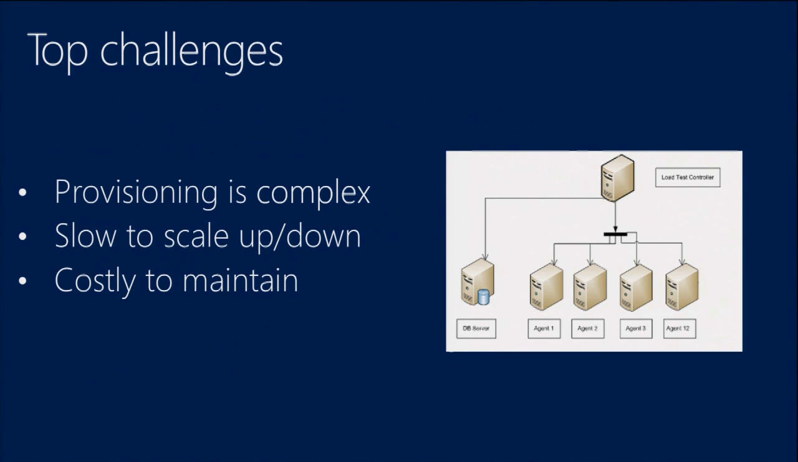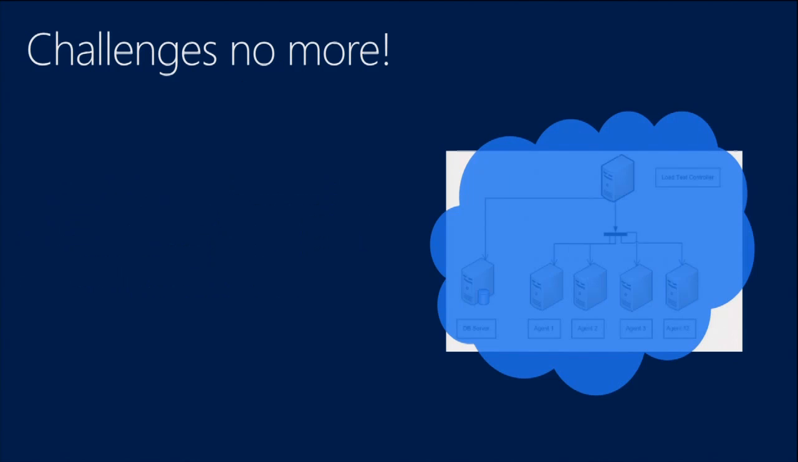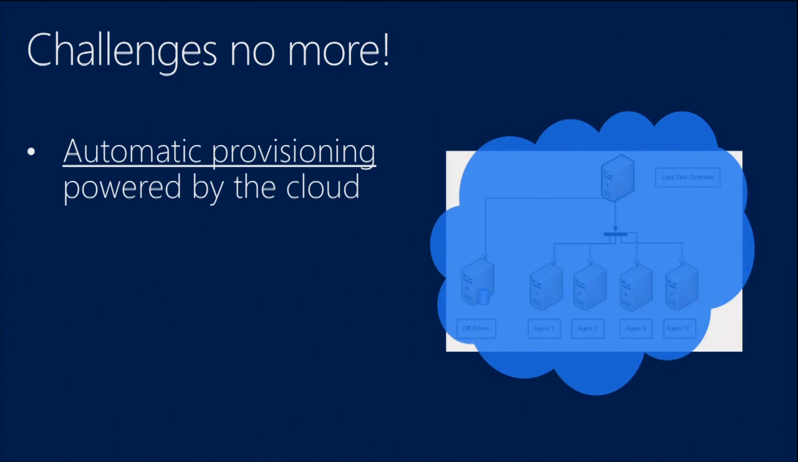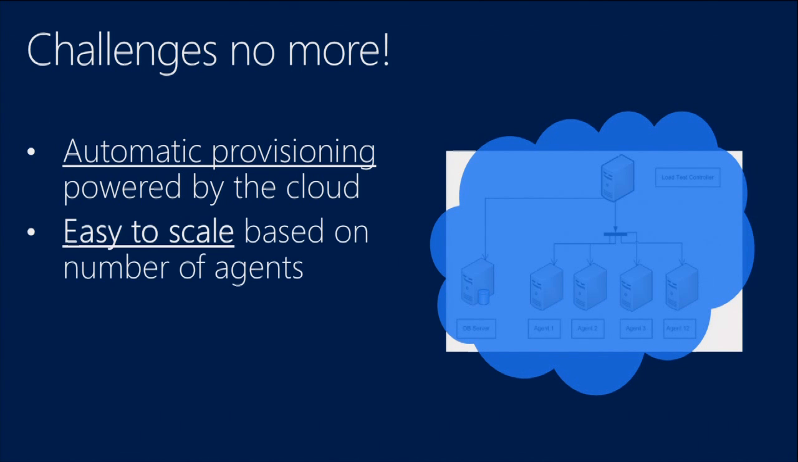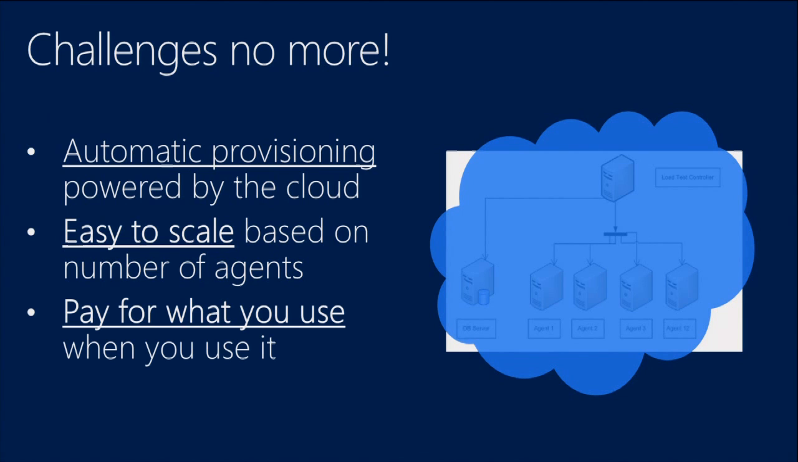So to conclude, the intent of building the service was really to solve these 3 challenges that we talked about in the beginning of the presentation. With the service, we've solved these 3 challenges by making sure that you can do automatic provisioning. You saw how you could do automatic provisioning by just saying connect to the service in the test setting. It was one radio button. It's easy to scale based on number of agents. There's no creation of agents or configuration. It's just a property that you change. And you're paying for what you use.